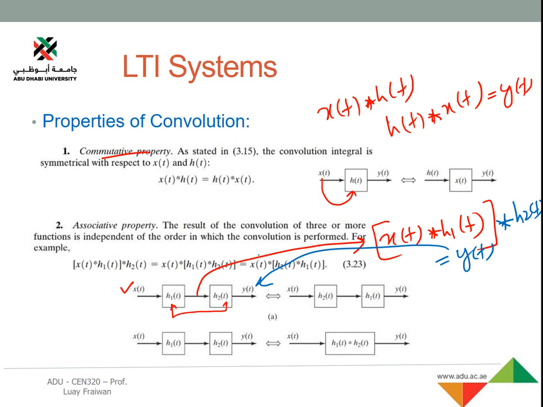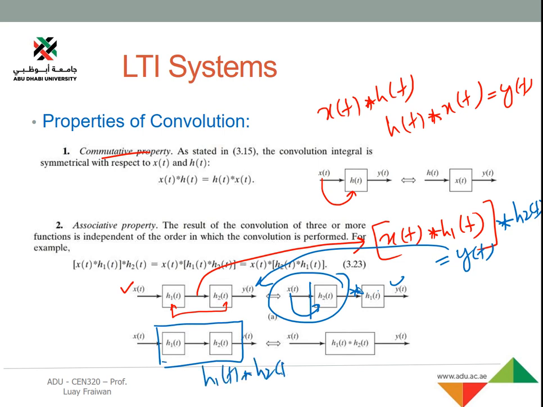The other way is, first you convolve x of t with h2 of t, then this result is convolved with h1, and you get the output. Or the third way is that you first convolve only these two impulse responses, h1 of t with h2 of t, and then finally convolve that with x of t and you get your output. So we can get the desired output by different combinations.